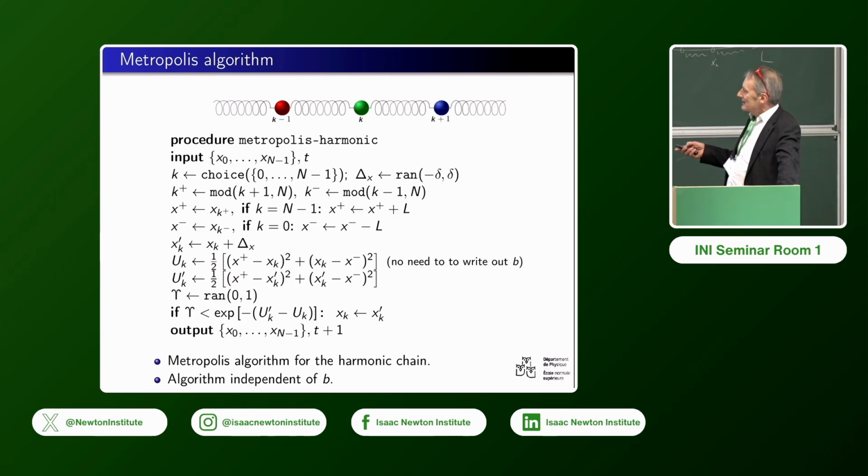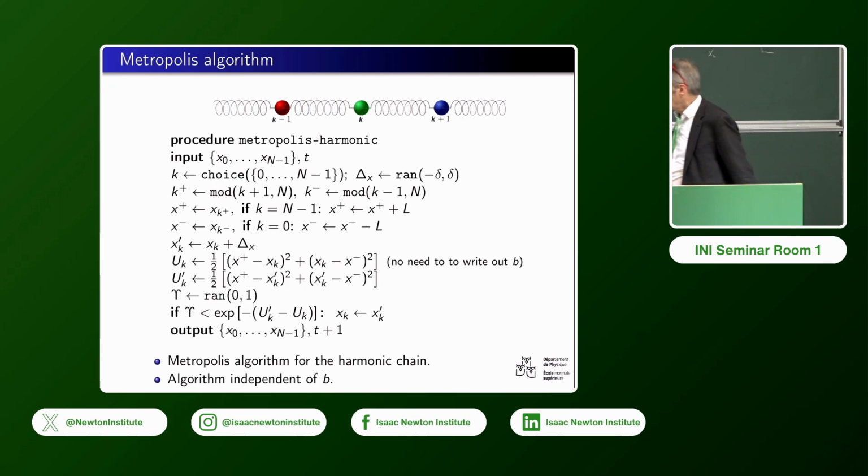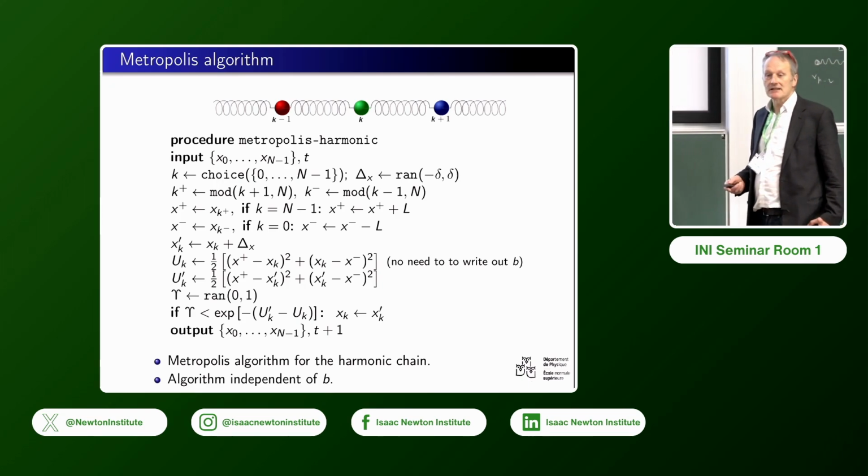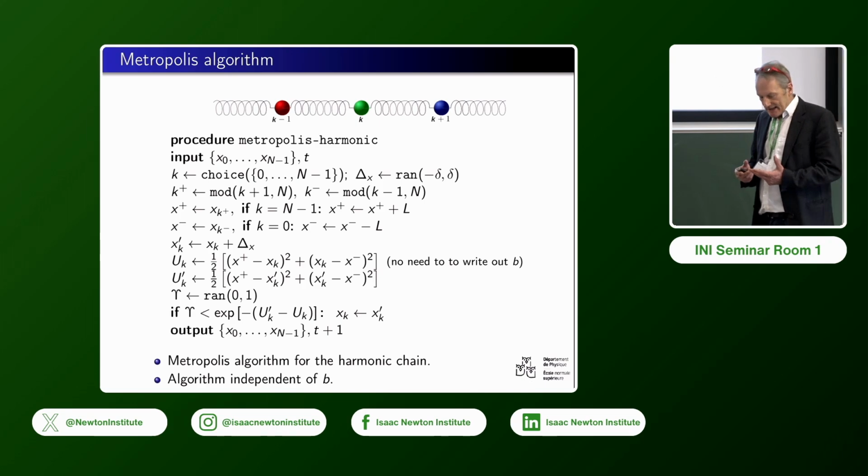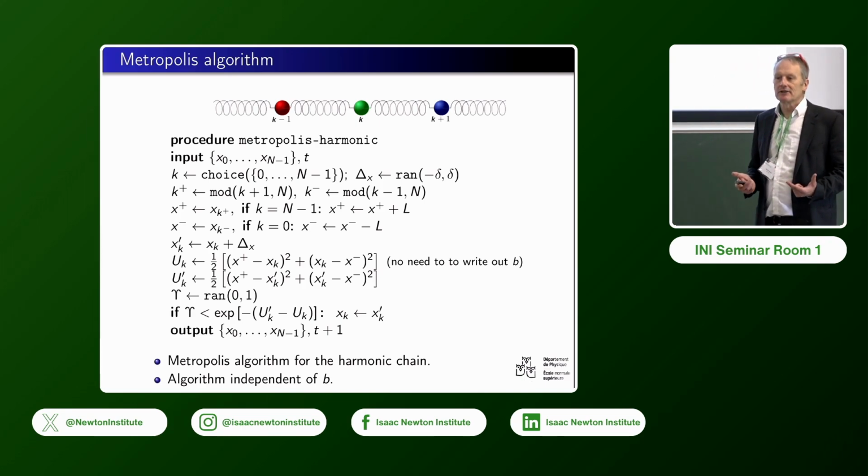But I mean, just the point is here, you can actually write it down. So the Metropolis filter is you choose your particle k, you make a random move delta x from minus delta to delta. Then you evaluate the change of energy, and then with a probability exponential of this thing, you go from x to x prime, xk to xk prime. That's a perfect example of a local algorithm.